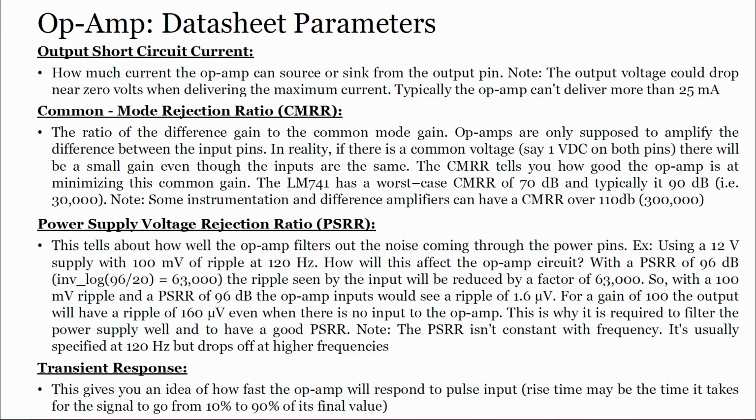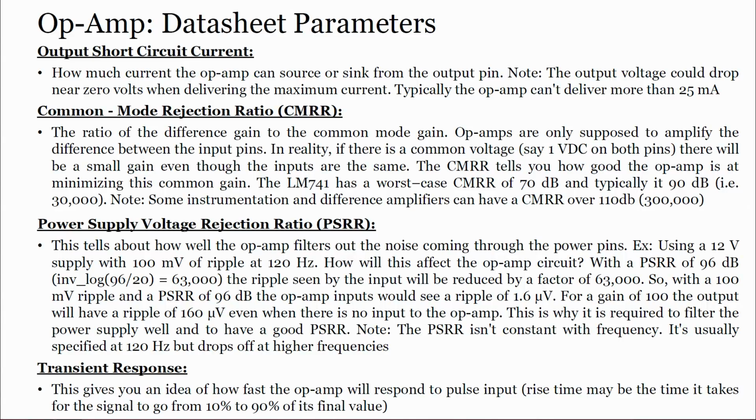Power supply voltage rejection ratio, PSRR, is another parameter. When you open a data sheet, you will see PSRR. So, what is that? This tells about how well the op amp filters out the noise coming from the power pins. Noise can be generated from the power pins, and this shows how well it can be filtered out.